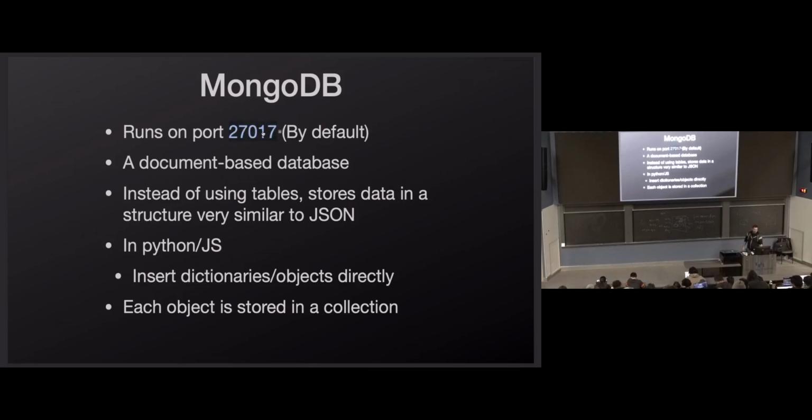MongoDB pretty much claimed 27017. Nobody else should be using that. MySQL claimed 3306.